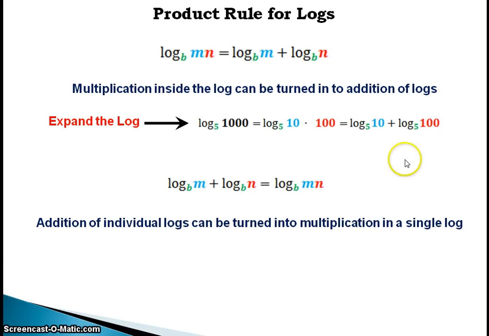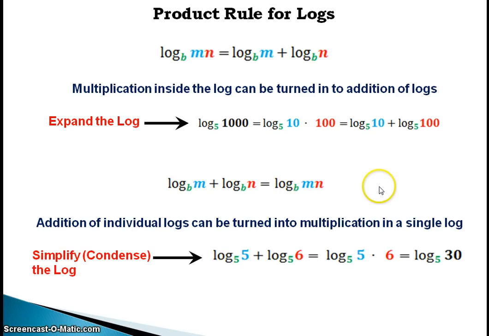Let's look at another example. Now, in this example, we're going in the other direction. I started with individual logs that had the same base, and I'm adding them. That means I can rewrite those as a single logarithm or condense them into a single logarithm with the same base, and I can take those 2 inputs and multiply them together. So sometimes you'll see this as condense into a single logarithm. You might see that, but here I'm going to also call this simplifying.